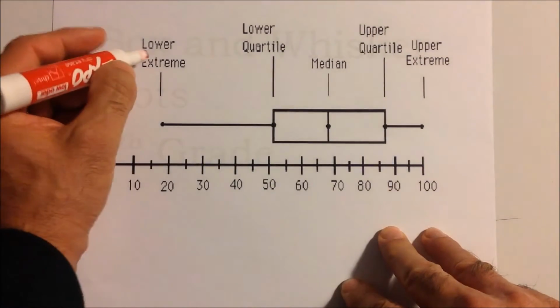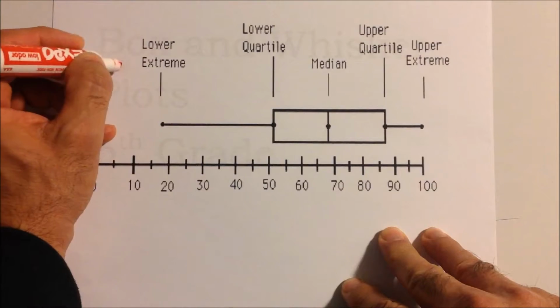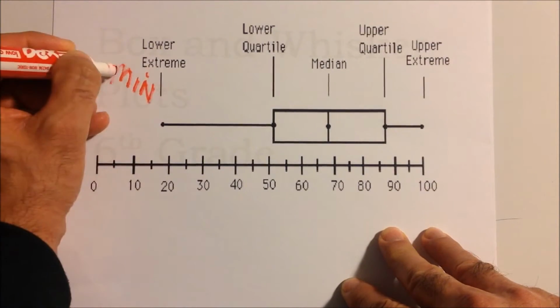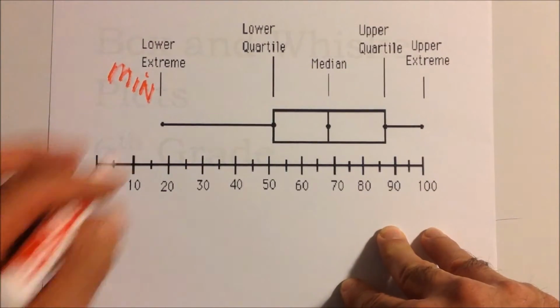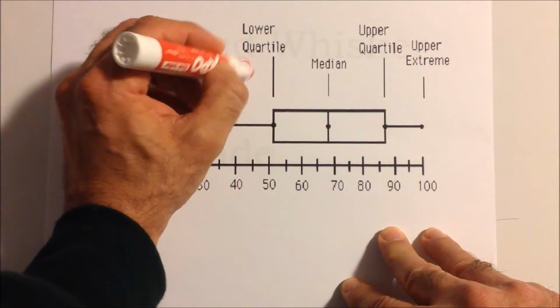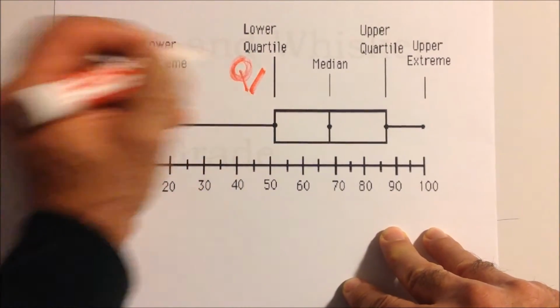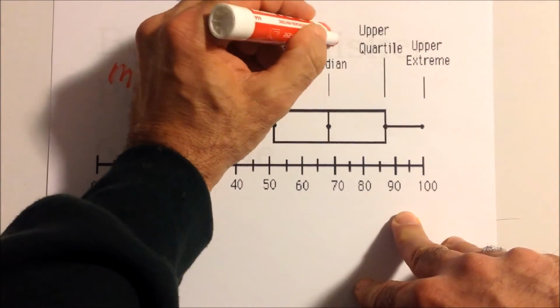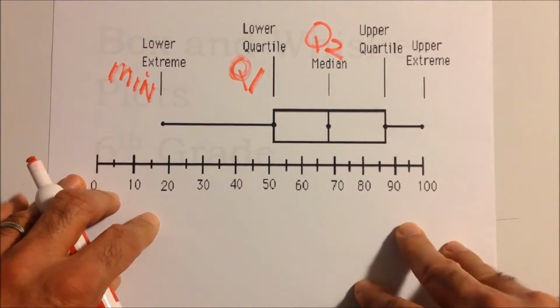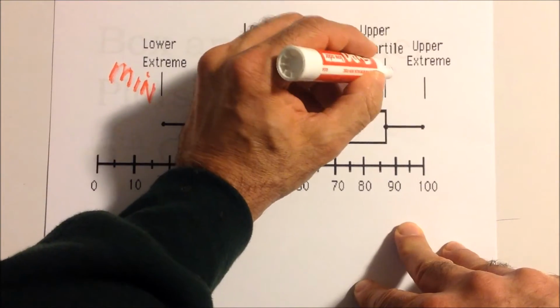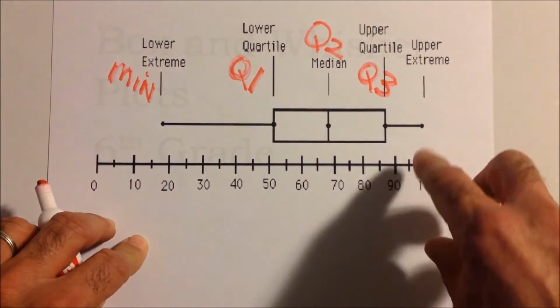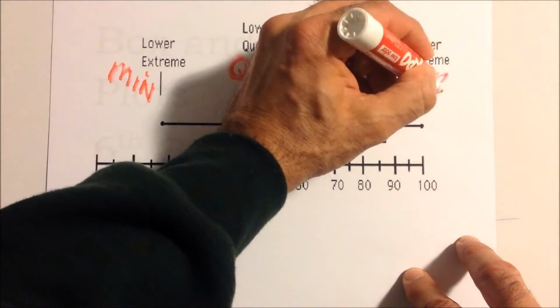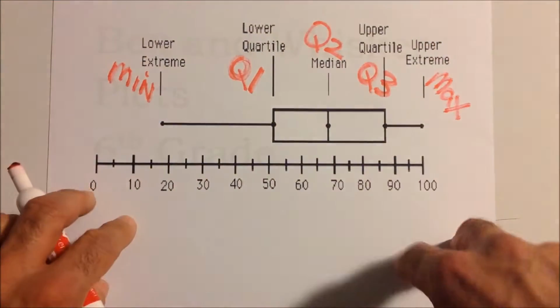Let's look at them. We have the lower extreme. That's also called the min, the lower extreme. The lower quartile is also called Q1, and I'll go over that again. The median is called Q2. The upper quartile is called Q3. And the upper extreme is called the max. And we'll go over all these terms.